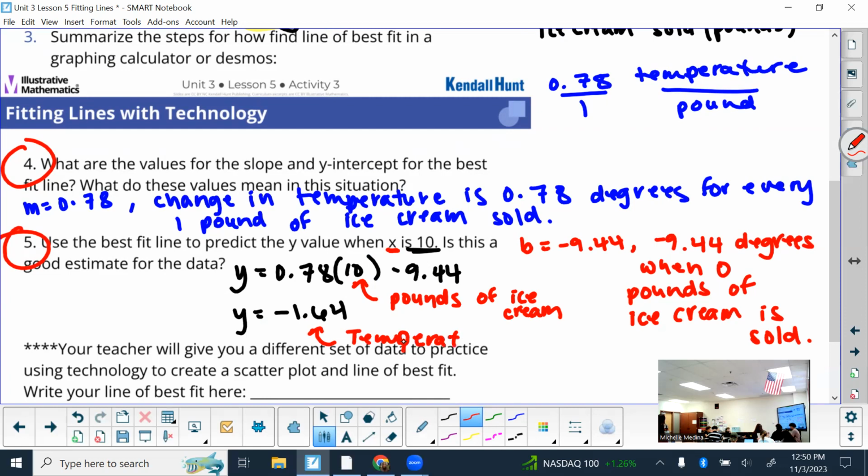Temperature outside. So if it's gonna be a pretty cold day, because that's a pretty low temperature, I can expect to sell still 10 pounds of ice cream. So maybe that's enough for them, maybe it's not, maybe they'd rather close for the day. But that's what the whole purpose of a linear model is. Once you have it, you use it to predict things, whether it's an input or an output. Questions on that?